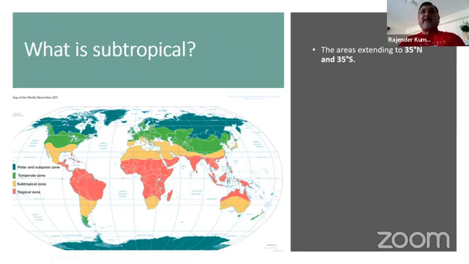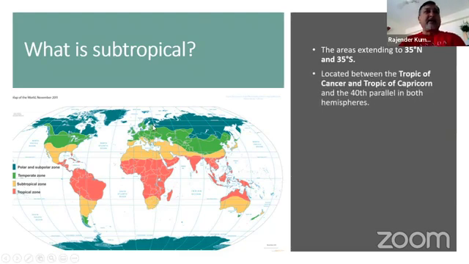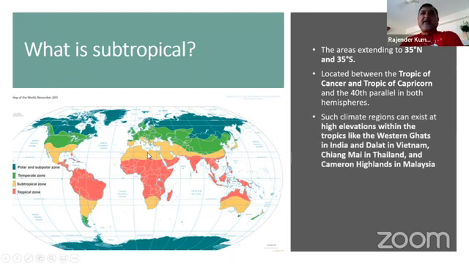These are the areas actually extending between 35 degrees north-south latitude. If you see here, this is the yellow color, and here also. So they are located between the Tropic of Cancer and Tropic of Capricorn. And if you see my cursor, that is the 40th parallel line here. This is the 40th parallel line here also. So this area, the yellow color, shows the subtropical region.